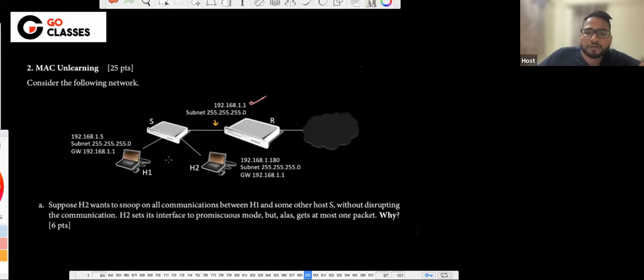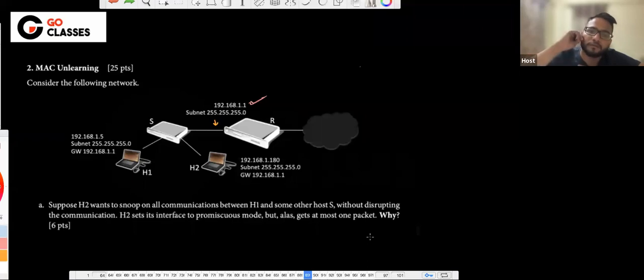Suppose this is a switch, and the switch is forwarding some packet to this H1, and then H2 wants to listen to what this switch is forwarding. But as you know, the switch is intelligent enough, it may not forward to H2 unless it is a broadcast. So what they're saying is that without disturbing the communication, H2 sets an interface to promiscuous mode, but alas, gets at most one packet.